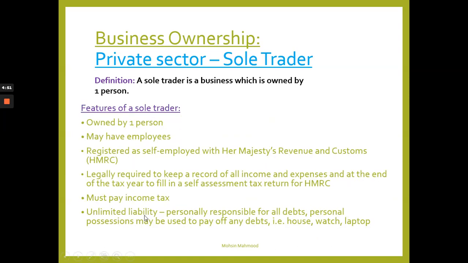Unlimited liability. Now this is a key feature of being a sole trader, having unlimited liability. This is because you're personally responsible for all debts. If your business falls into debt, you have to pay it off. There's no writing it off, there's no escaping it. You have to pay it off using your personal possessions. So you may have to sell your house, or your house may be repossessed. You may have to sell any personal items, your watch, laptop, and so on and so forth. But you have to pay off that debt. That's what unlimited liability means.